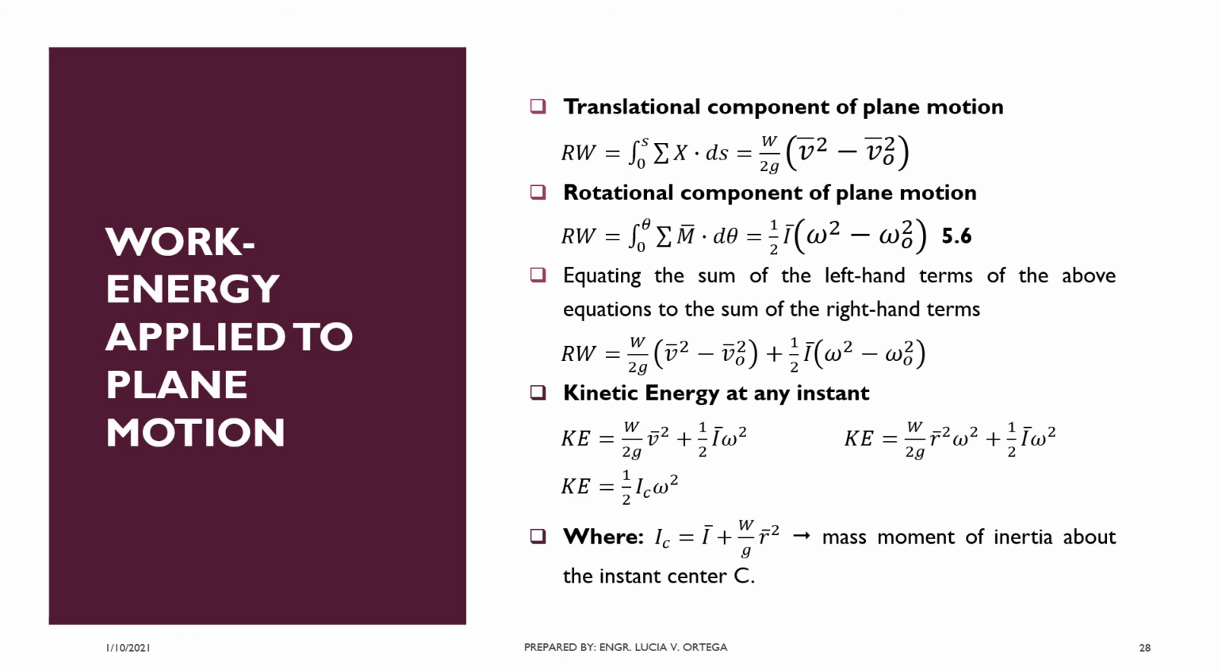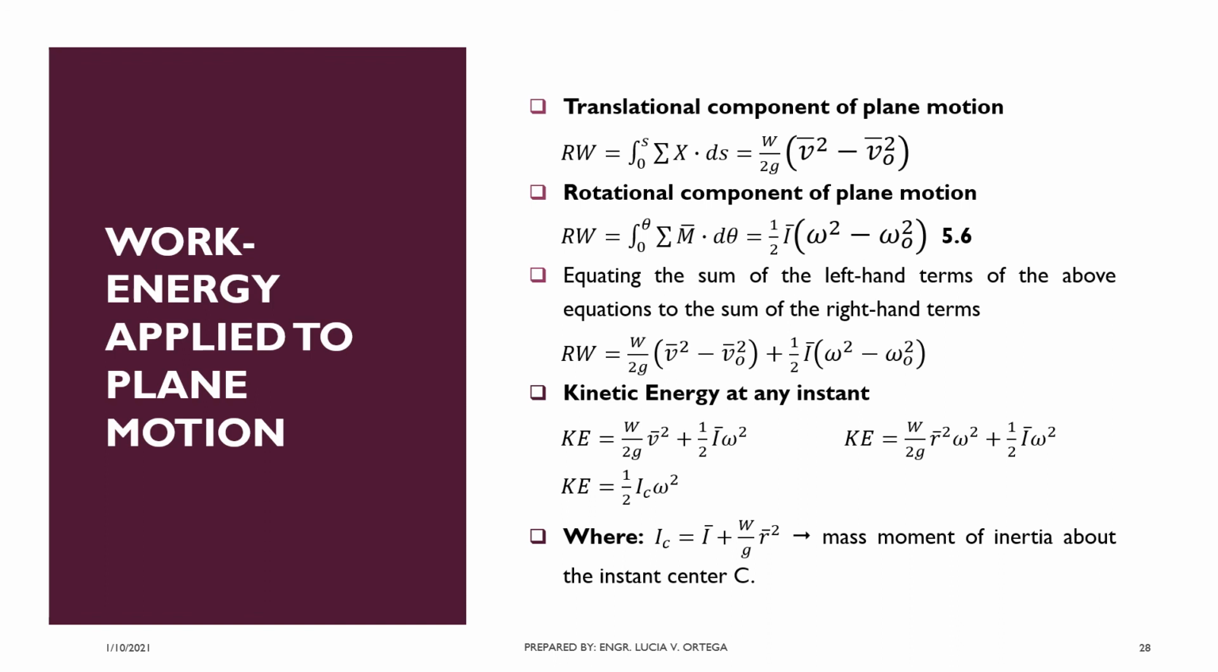Equating the sum of the left-hand terms of the above equation to the sum of the right-hand terms, we add the left and we also add the right. So the resultant work is equal to the sum of these. The kinetic energy at any instant is given by this equation.